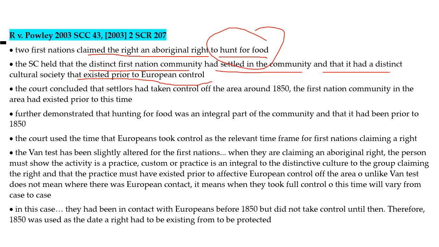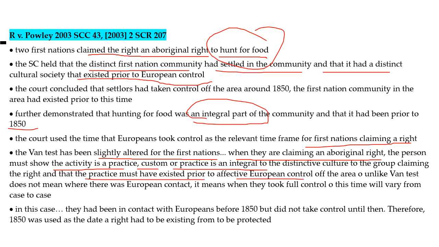It further demonstrated that hunting for food was always an integral part of this community even before European contact. The court used the time that Europeans took control as the relevant time frame for a First Nation claiming a right. The Van der Peet test has been slightly altered for First Nations. When they are claiming an aboriginal right, the person must show the activity is a practice, custom, integral part, that the practice must have existed prior to European contact.